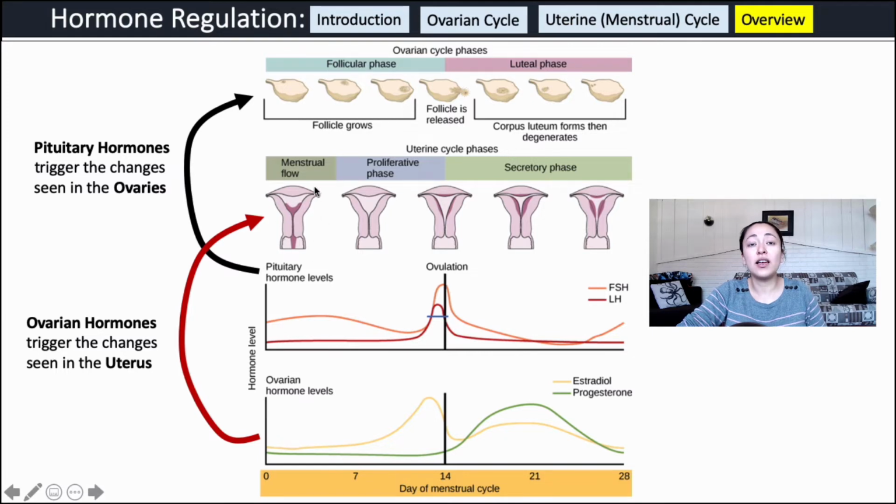Once menstruation is complete, you can see the follicles start to secrete estradiol again. The uterine lining starts to build up again, and then it enters the secretory phase. If fertilization doesn't happen, then that drop in progesterone triggers menstruation again, and it just continues over and over again. So let's look at this again in more detail. We're going to just keep going over the same thing over and over again until it sticks in your head.